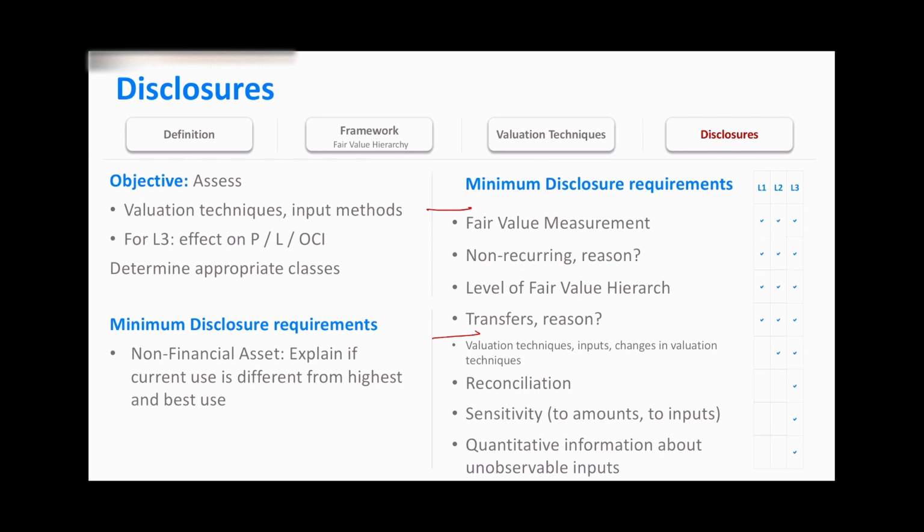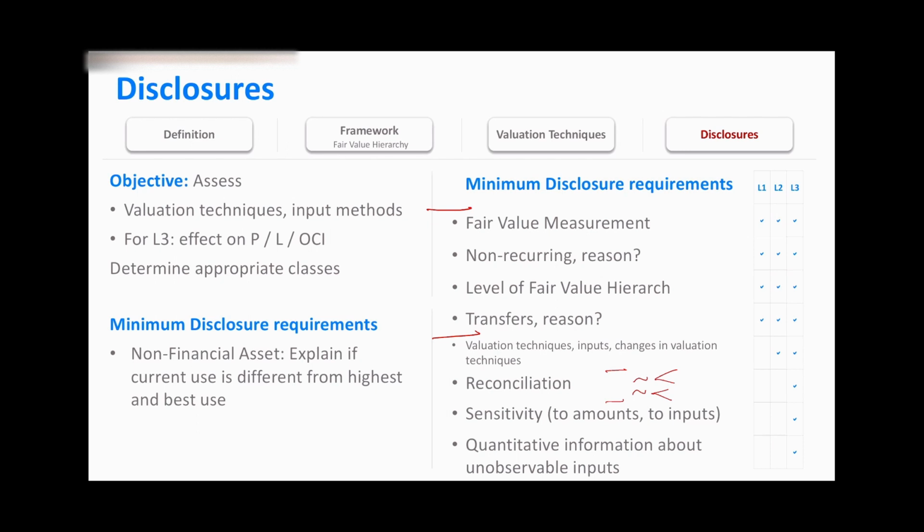Moving on to level 2 and level 3 assets, an entity has to further disclose what are the valuation techniques and inputs used in these valuations, and if there are any changes in the valuation techniques, explain why there are changes. When it comes to level 3 assets, the amount of disclosures goes up. An entity has to provide reconciliation between the opening balance and the closing balance, and it has to explain if there are any unrealized gains or losses and realized gains or losses where the amounts are captured within the profit and loss or other comprehensive income, including the line item under which they are disclosed.